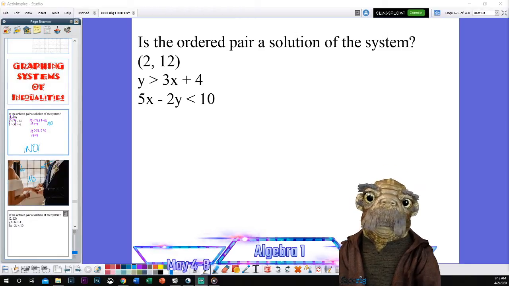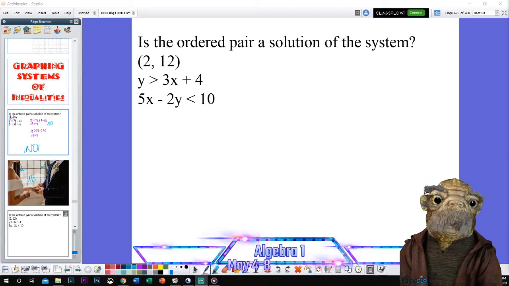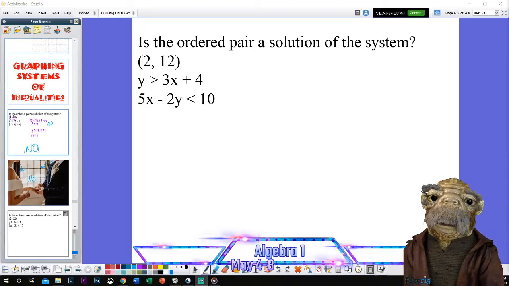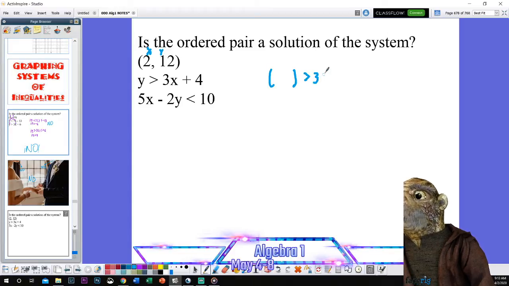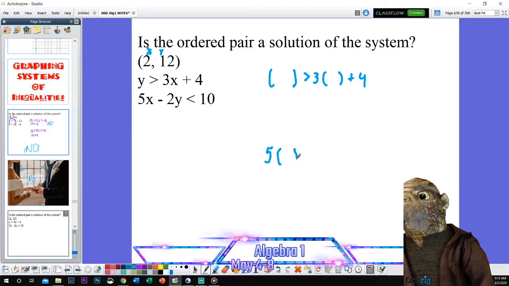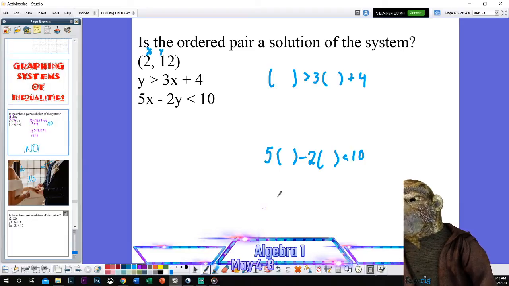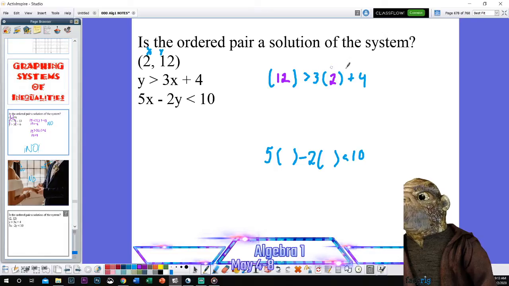Alright, by now hopefully you are finished. I'm going to move myself over a little bit just so you have room to see everything. Okay, this is x, this is y. I'm going to rewrite each inequality, just like that. Here's my second one, leaving myself lots of room to show work, and making sure that I point my inequalities the correct direction. Now, instead of y, I'm going to put 12. Instead of x, I put 2. Make sure you put them in the correct place. Instead of x, I put 2, and y is 12.